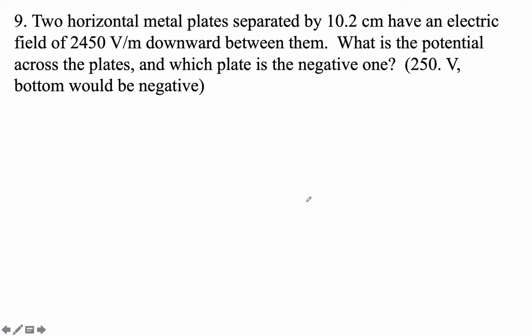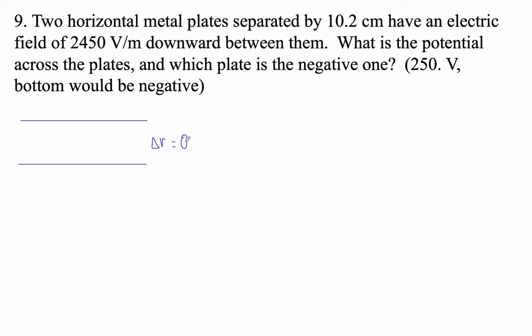Two horizontal metal plates have an electric field downward between them. What is the potential across the plates? Which one is the negative one? Okay, so these are horizontal plates, separated by 10.2 centimeters.